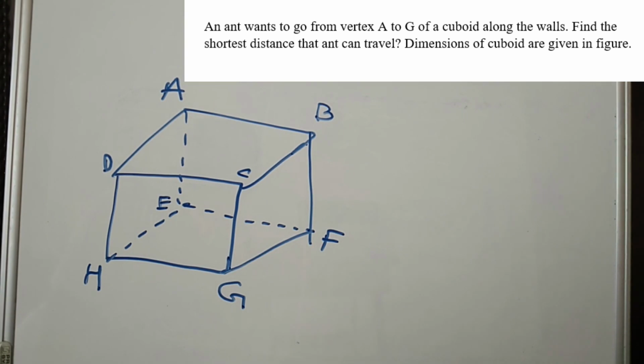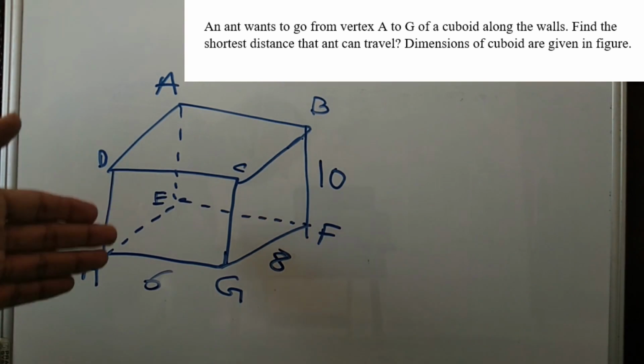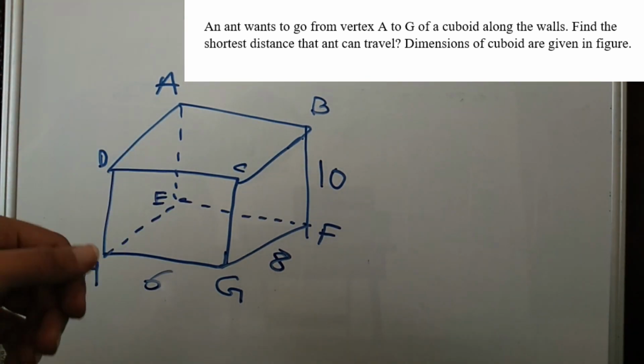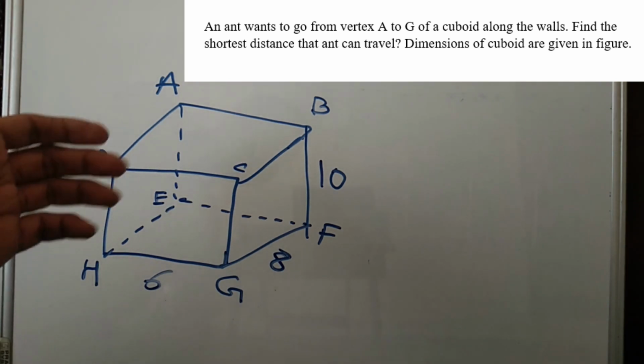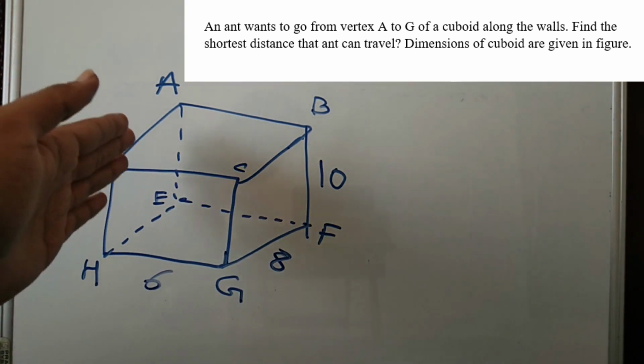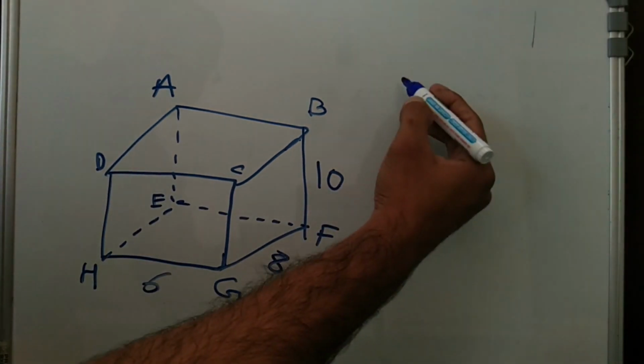An ant wants to go from vertex A to vertex G of a cuboid along the walls. Find the shortest distance that the ant can travel. What I have to do here is make this wall fall on the floor. AEHD is the leftmost facing wall, and I will make it fall like this, parallel to the base. So the diagram will look like this.